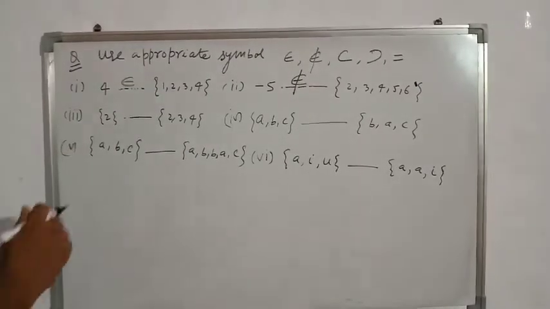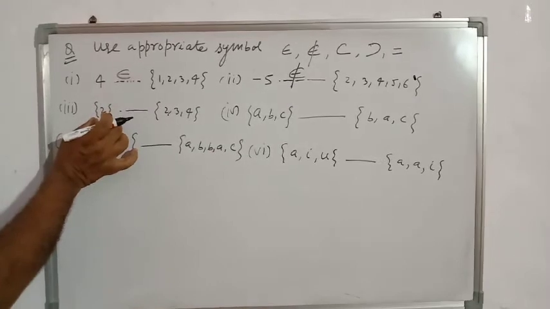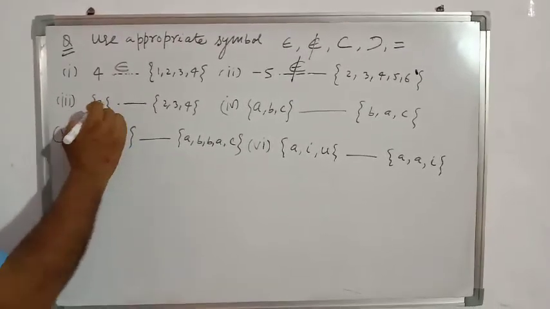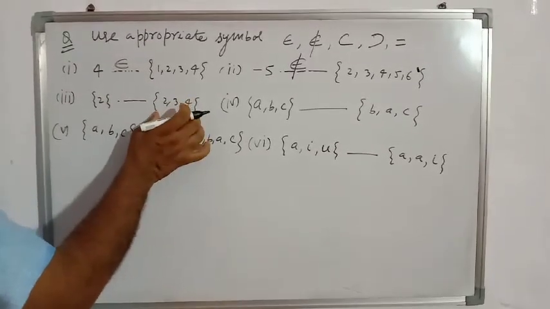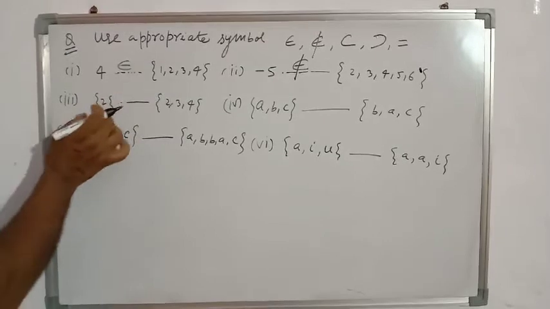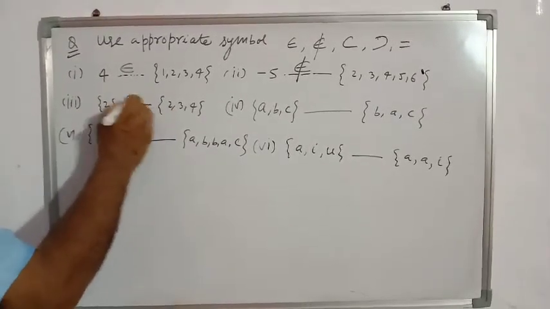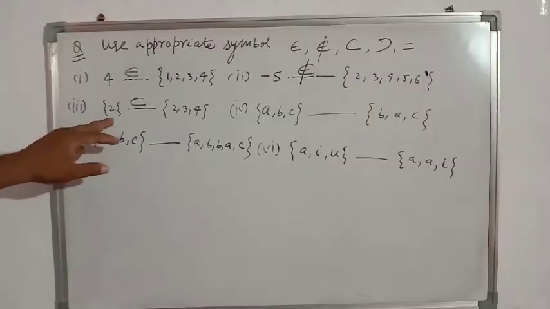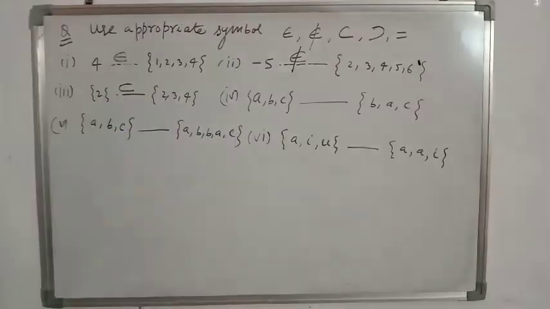Third one. Here 2 is written in curly brackets. So it is also a set. It is not an element. It is a set. And here 2, 3, 4 are the elements of this set. So what is this set? This set is a subset of this set. We will use this symbol. So in curly brackets it is written 2. So it is a subset of this set.